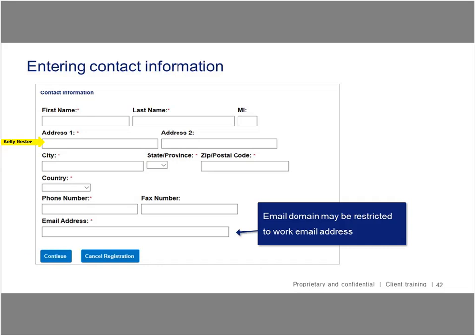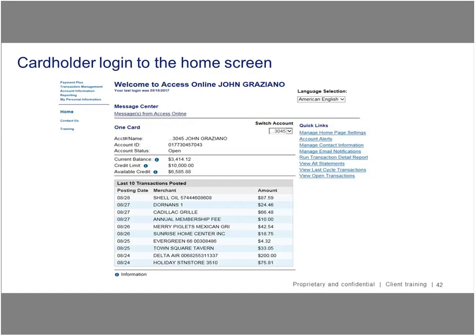Once they have entered their contact information and they click continue, then they'll be brought to the cardholder homepage, and their user profile setup is complete. So they are automatically given that cardholder functional entitlement group when they're doing their own self-registration to set up their own user profile.